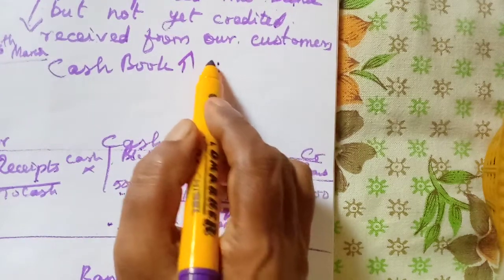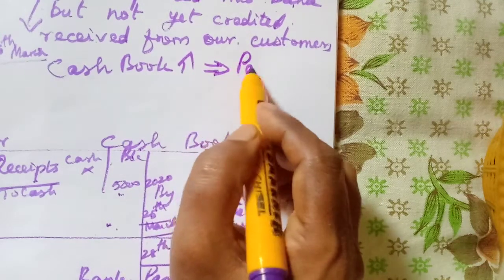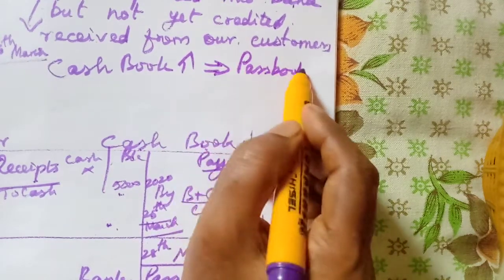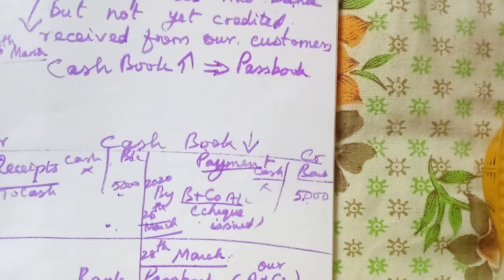But the passbook balance, you see, now it is increasing, isn't it? Only on 4th April it is increasing. But on 31st March, it shows only 5,000. So that is showing less balance. Understand? That is it, students.